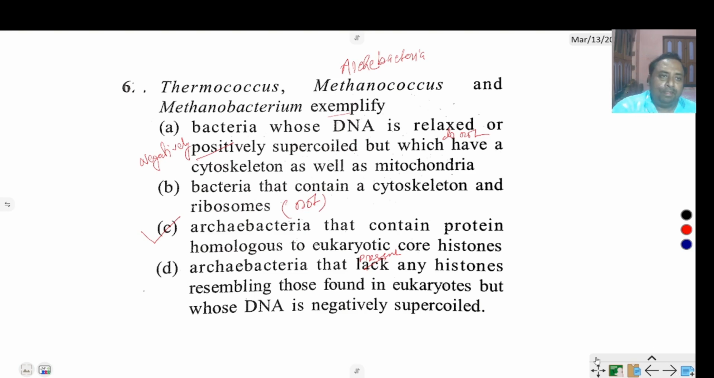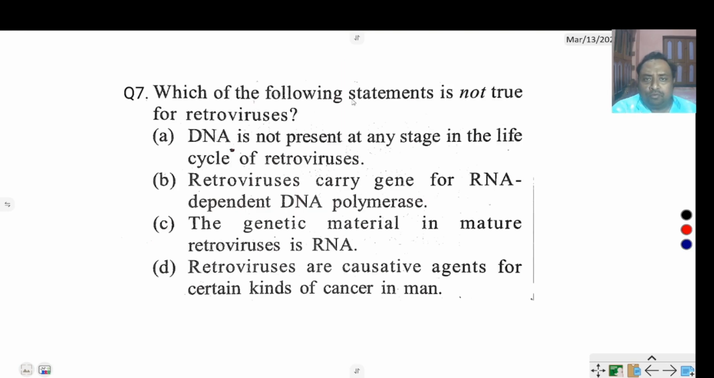Next question. Which of the following statements is not true for retroviruses? Retroviruses means RNA viruses, RNA viruses which have the reverse transcriptase enzyme.